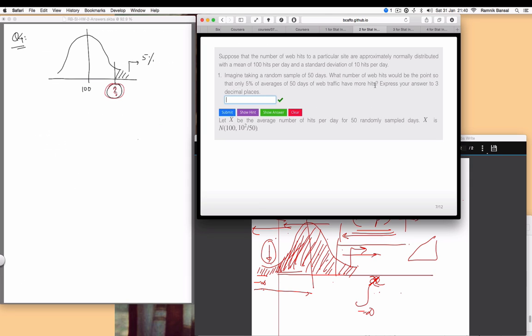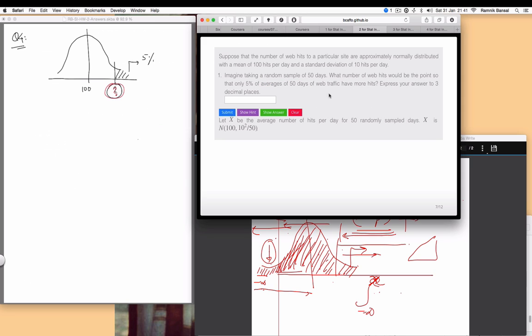All right. So what are we saying? First of all, everything else seems similar to the previous question. The only difference is that this time I'm taking a random sample of 50 days. And what is he interested in? He's interested in the averages of the 50 days. So I want to take the average of the 50 days.